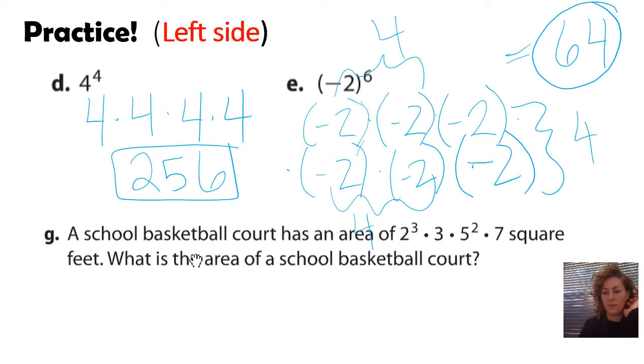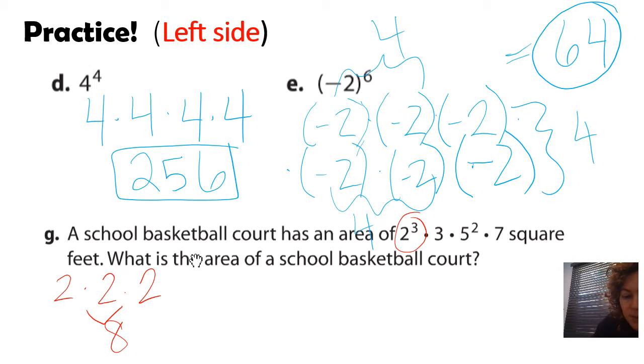Okay, a school basketball court has an area of 2 to the 3rd times 3 times 5 squared times 7 square feet. What is the area of the school basketball court? Basically, just multiply them all. Okay, so 2 to the 3rd, I'm going to pull these out here. 2 to the 3rd would be 2 times 2 times 2, which gives me 8.